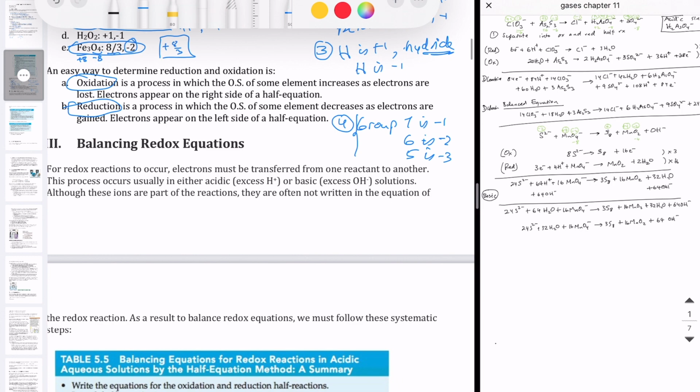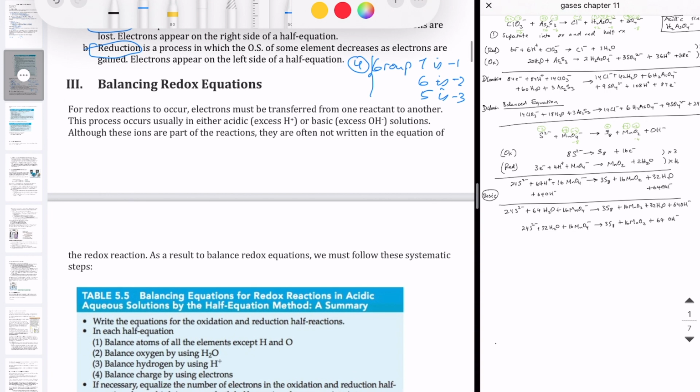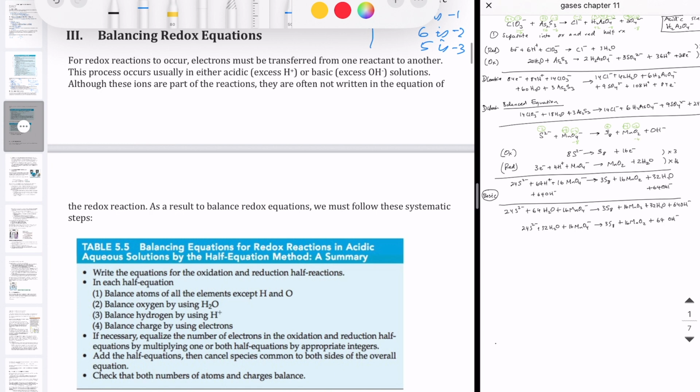So now that we've learned how to assign oxidation numbers, we want to look at how to balance redox equations. Balancing redox reactions is a little different than the standard balancing of chemical equations. Usually we do a trial and error process, but with redox equations, they're commonly done in terms of the reaction itself in either an acidic or basic environment, meaning that you have an excess of protons or excess hydroxide in solution.